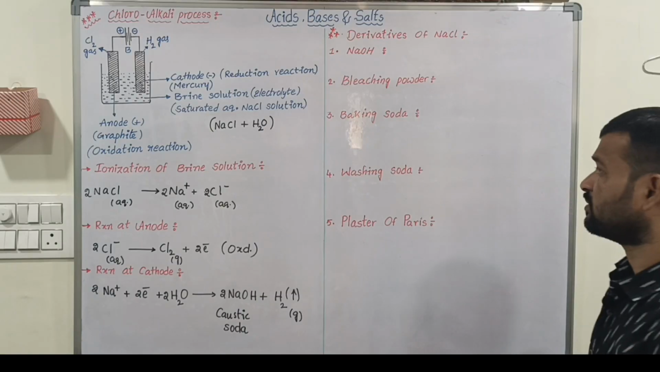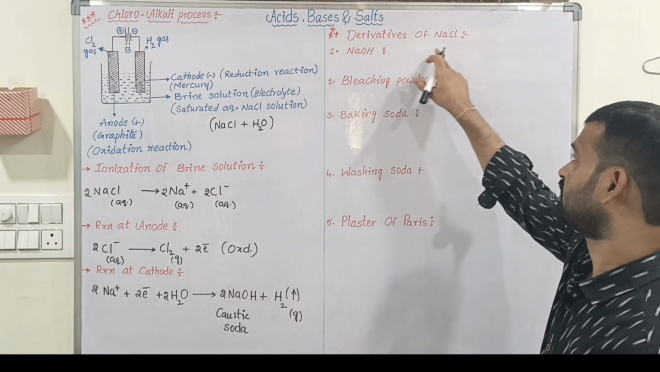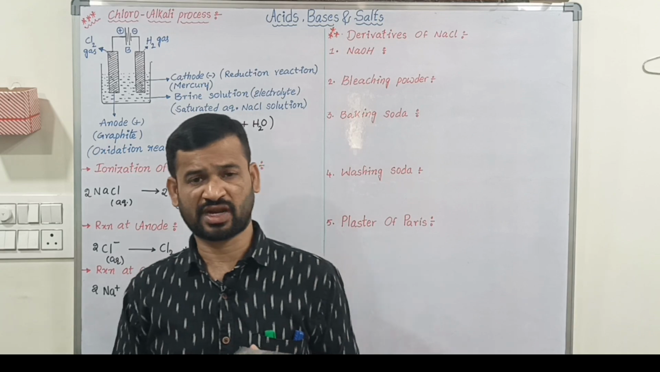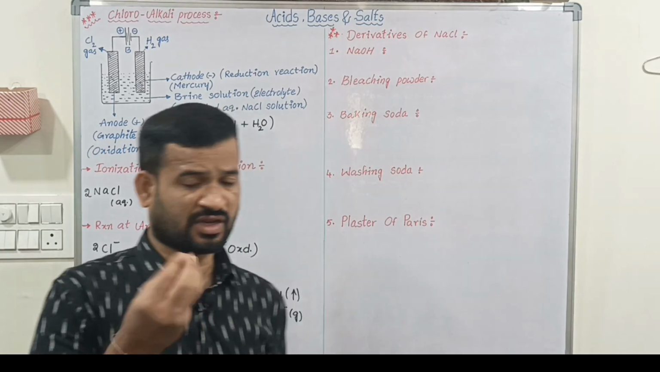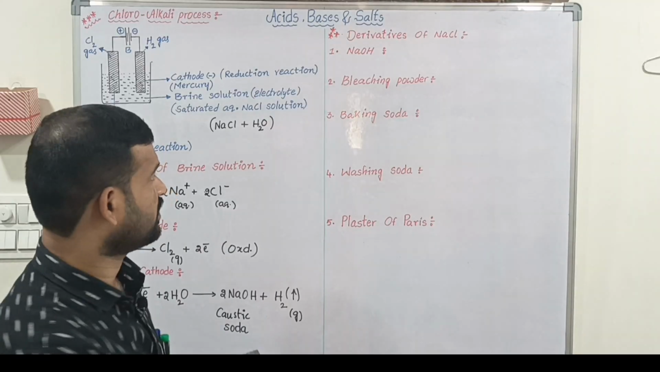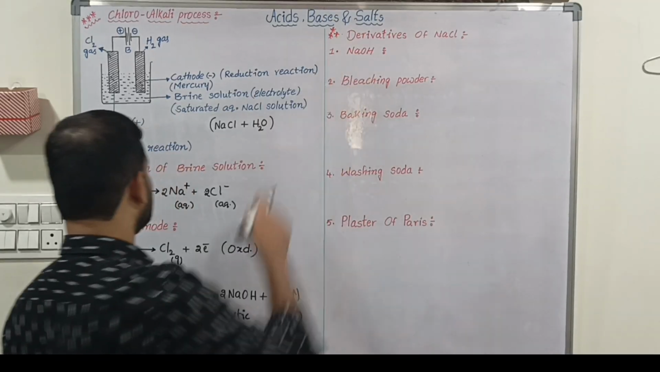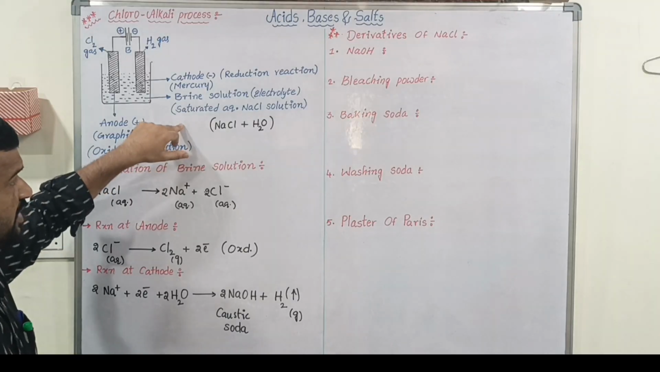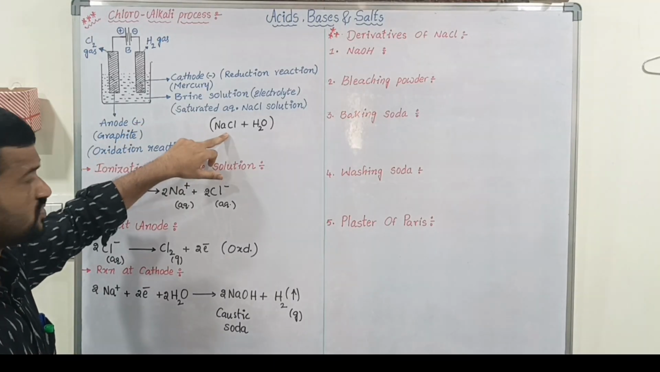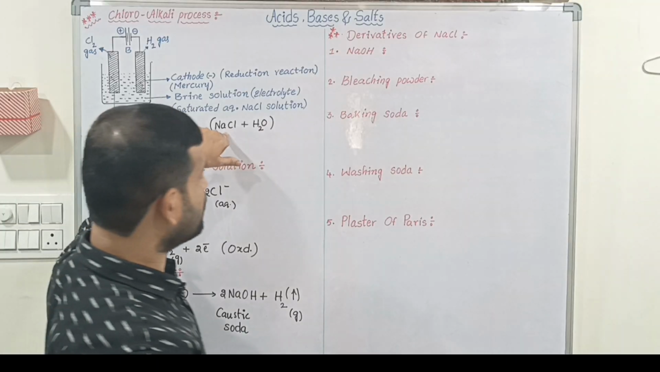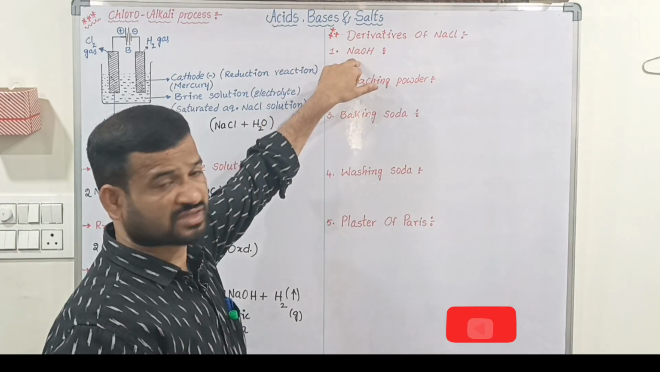Now come to the second one, derivatives of sodium chloride. Based on sodium chloride, we can prepare a number of compounds. Some of the compounds I have written on the board. The first one is sodium hydroxide, which we have already prepared here. In this, the raw material, meaning the starting substance, is sodium chloride only.